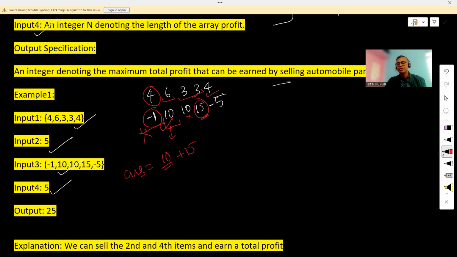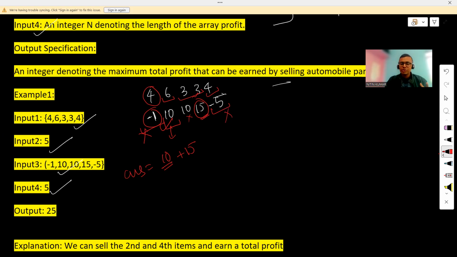Now the next part is 4. Since 4 has no consecutive same unique ID, we can sell that. But here again the catch is that by selling that, we are getting a loss of -5. Since it is a loss, we do not have to sell that. We keep it, so we don't sell it.